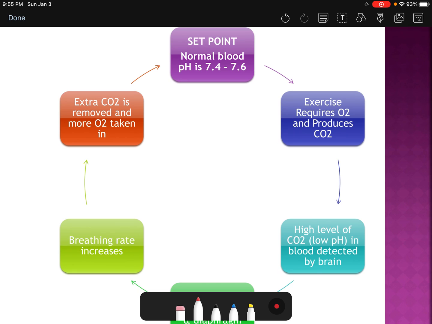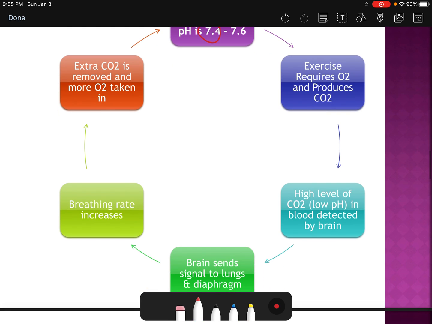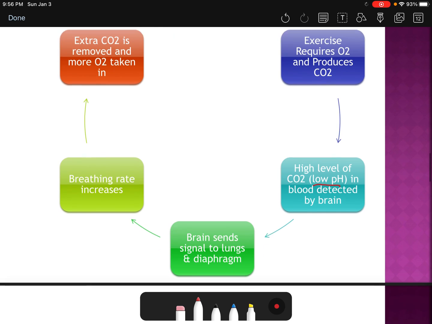Normal blood is around 7.4. They kind of give a range to 7.6, but really 7.4 is probably a good point for your blood as far as pH. So exercise requires oxygen and produces carbon dioxide, and that relates to cell respiration, which we'll get back to in one of our units the second semester. And so that high level of CO2 then lowers your pH, and that gets detected by your brain when those sensors send that message.